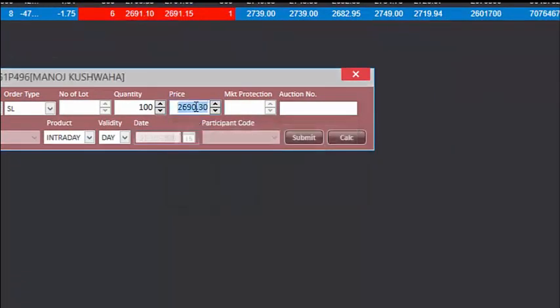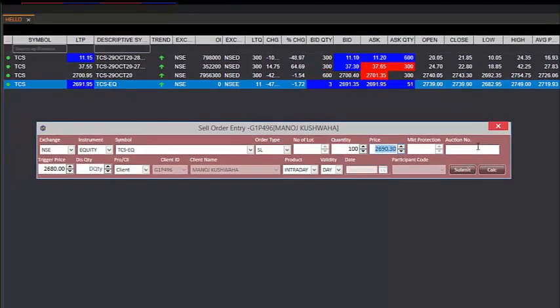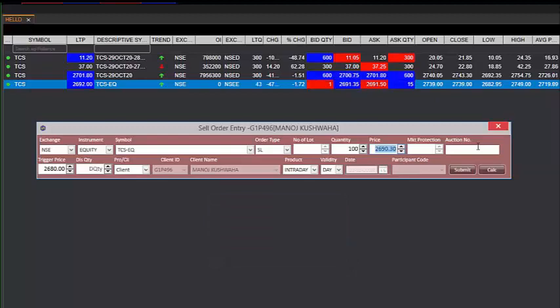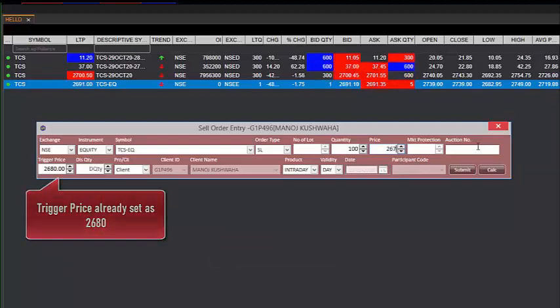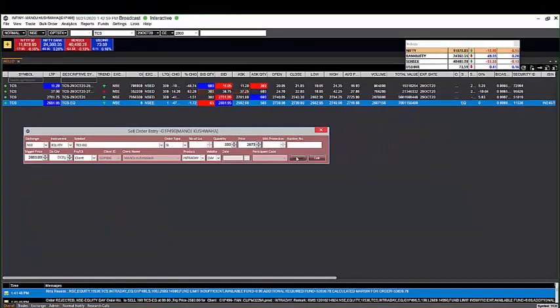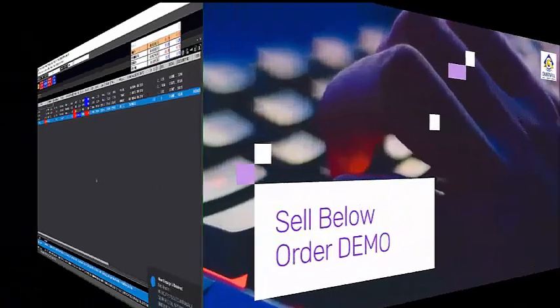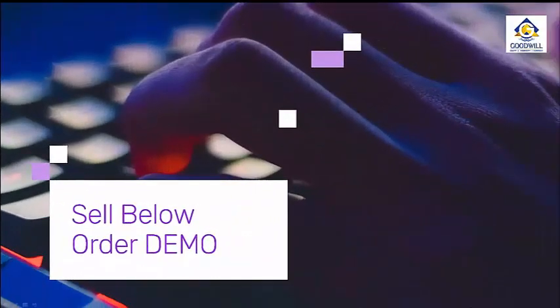Click on OK. Now, what range would you like to sell below? For this example, let us suppose that you would like to sell this particular script below 2680 and in between the prices of 2680 and 2675. So you set the price as 2675 and submit and then confirm your order. The order goes through. With this, we come to an end of our discussion of every type of market entry orders.